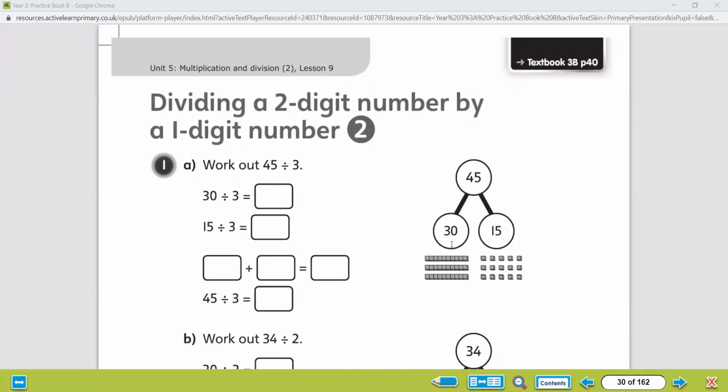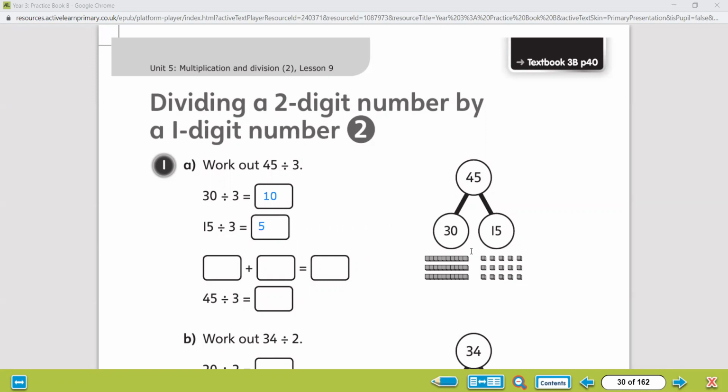Start by dividing our tens like we've done. So 30 divided by 3, counting in 3s to 30. 3, 6, 9, 12, 15, 18, 21, 24, 27, 30 gets me to 10. 30 divided by 3 is 10. I've now got my ones, and I've got 15 ones. So I've got to count in 3s to 15. 3, 6, 9, 12, 15. 5 lots of 3, making 15.